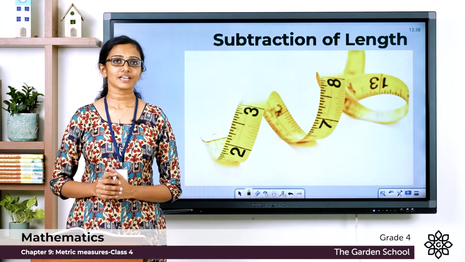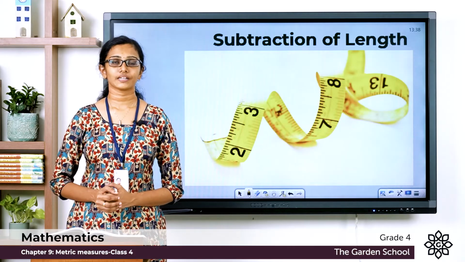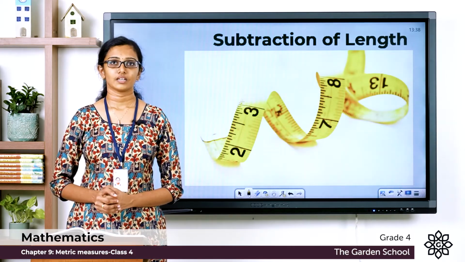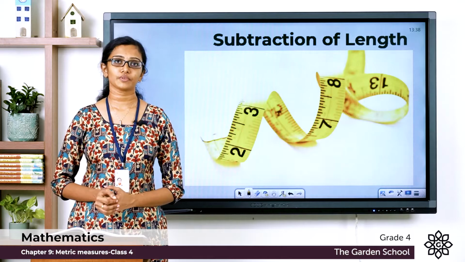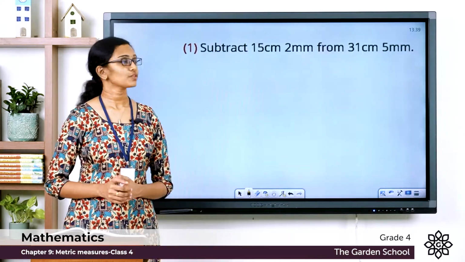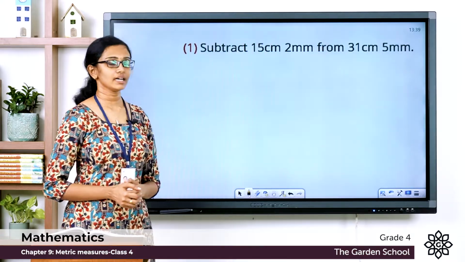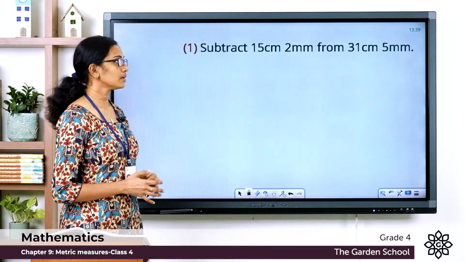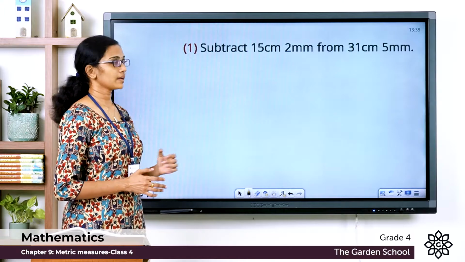In the previous class, we learned how to add different measurements of length. Today, we'll learn how to subtract measurements of length. So let's see the first question. Subtract 15 centimeter 2 millimeter from 31 centimeter 5 millimeter.